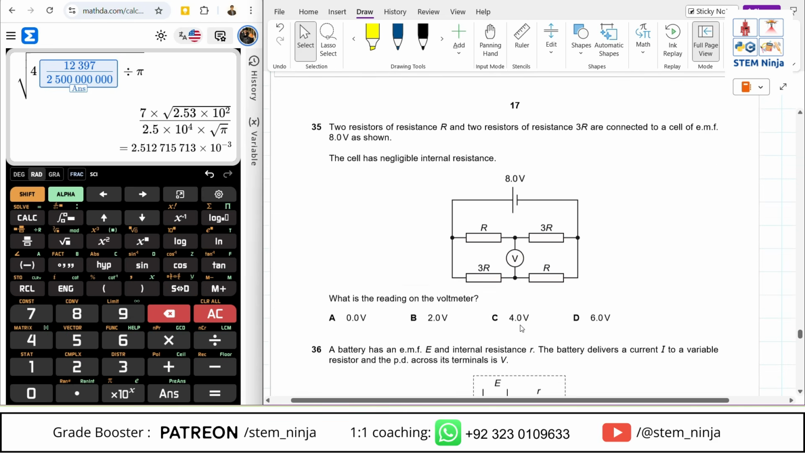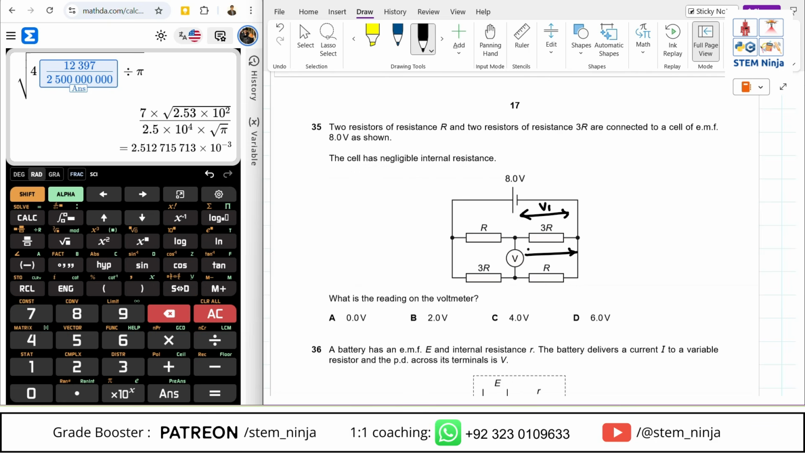Okay, two resistors of resistance R and two resistors of resistance 3R are connected to a cell of EMF 8 volts as shown. The cell has negligible internal resistance. What is the reading on the voltmeter? Okay, so in questions like this, we figure out the difference between potential differences this way, or just these ones. Let's call it 3 and 4. Not alternate ones, this way. They should be along the same positioning over here.